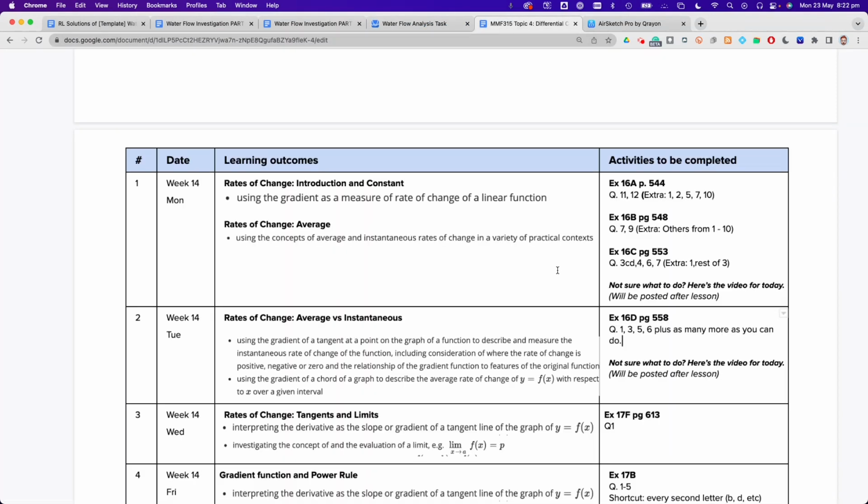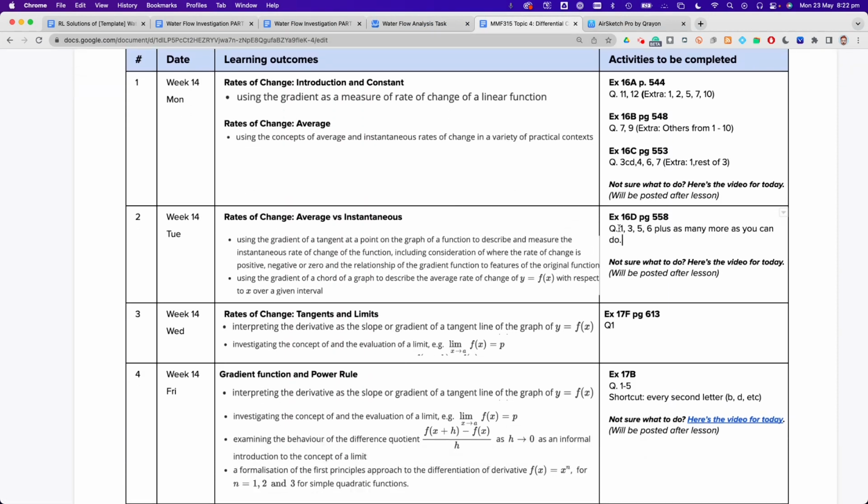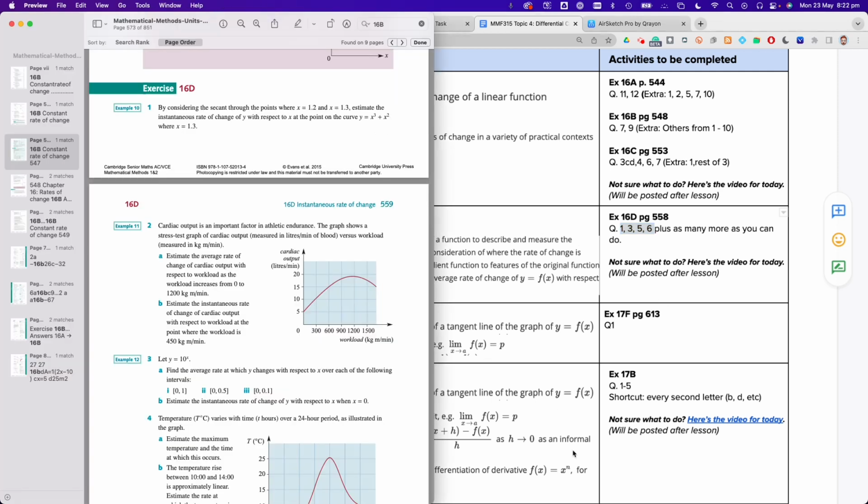So if we just have a quick look here at the learning schedule, you can see I've asked you to do exercise 16D, questions 1, 3, 5, and 6. So at least those, but the more you do, the better equipped you are for the rest of the week. So try and get through as many as you can.